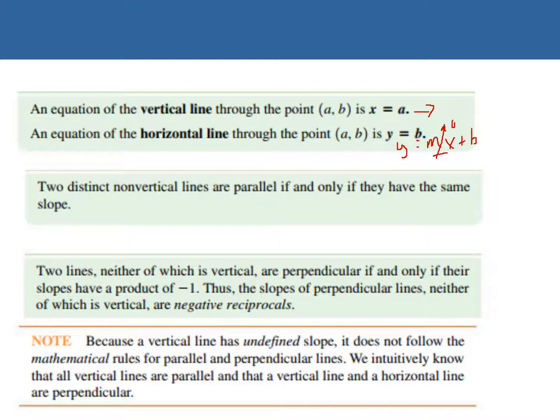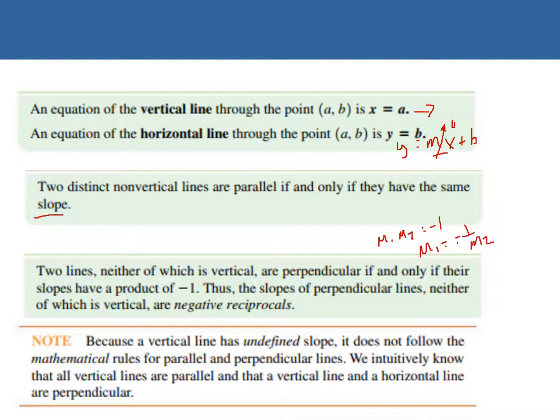Now we say two non-vertical lines are parallel if and only if they have the same slope. And then we see that two perpendicular lines have slopes with a product of -1. So m1 times m2 equals -1. If I were to solve this, m1 is -1 over m2. A lot of times we say perpendicular lines have negative reciprocal slopes.